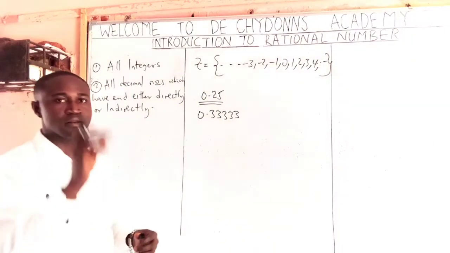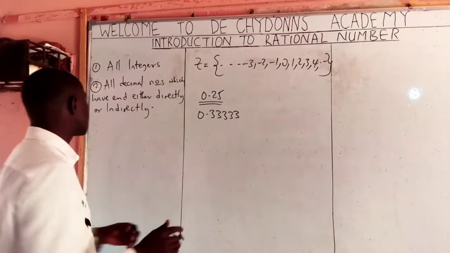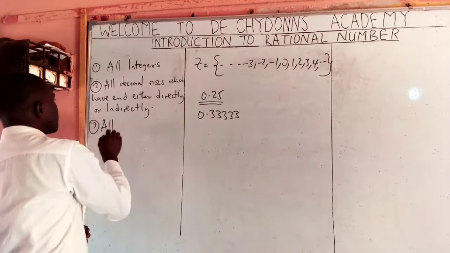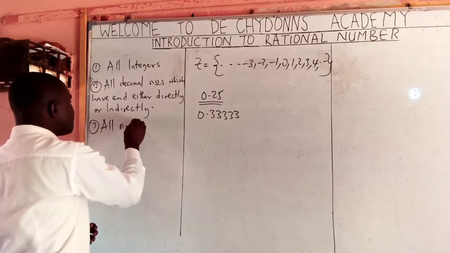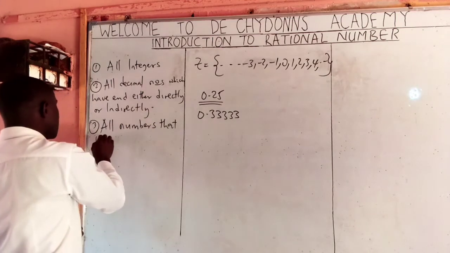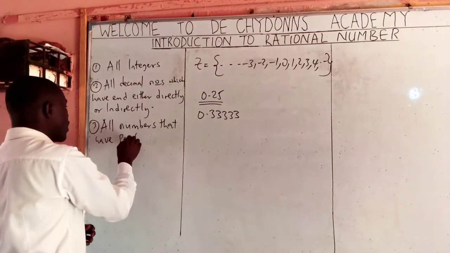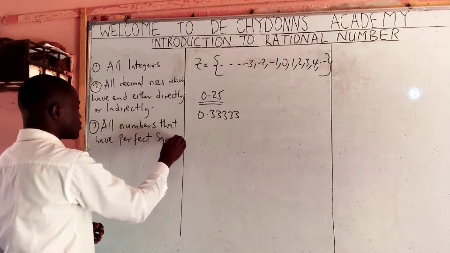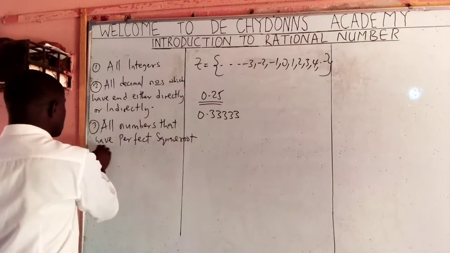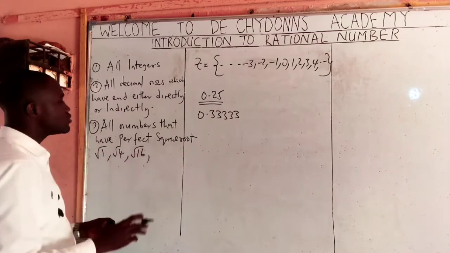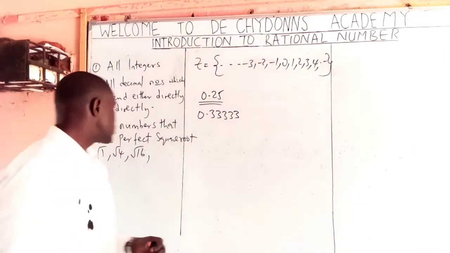All recurring decimal numbers. Number 3, all numbers that have perfect square roots. All numbers that have perfect square roots fall in here. For instance, square root of 1, square root of 4, square root of 16, they are called rational numbers.